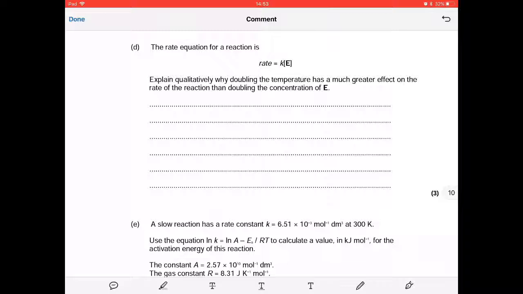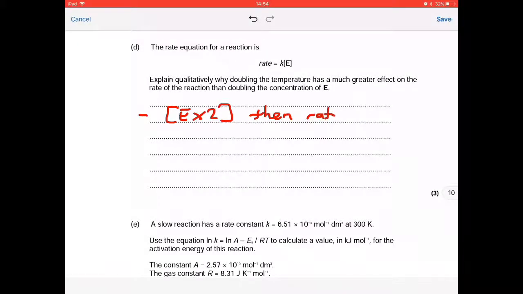Moving on to part D, this was very poorly answered. The main problem here was that it does not want you to do any maths. It does want you to talk about what's happening to the rate in terms of what's happening to both E and if you change the temperature. The first thing is, if you double E, the rate is also going to double. So if you double the concentration of E, then rate also doubles.